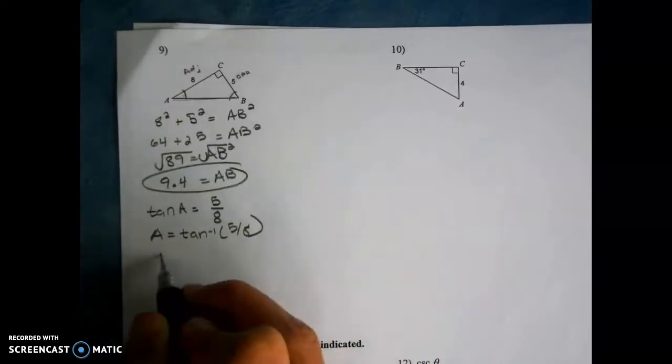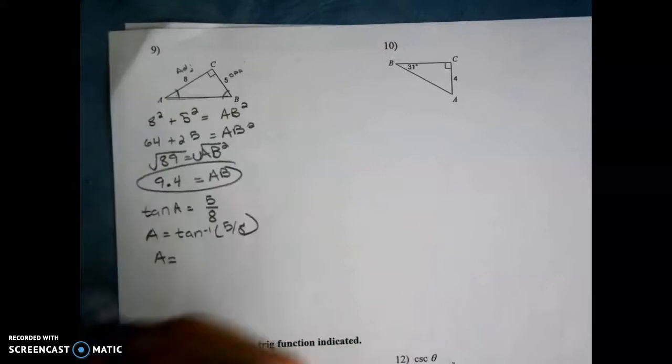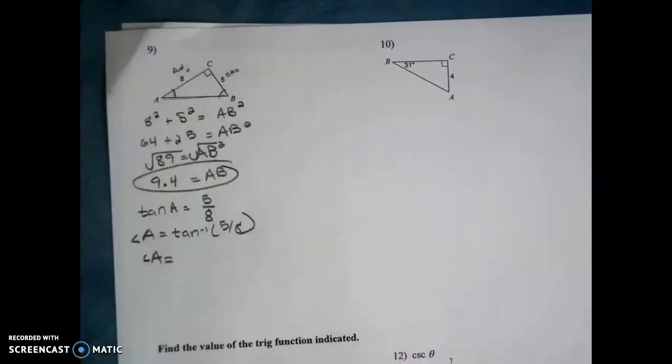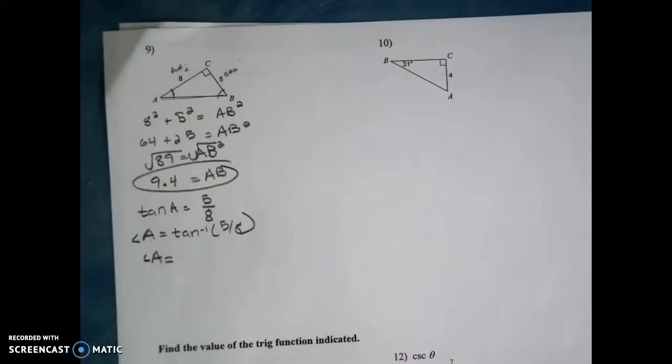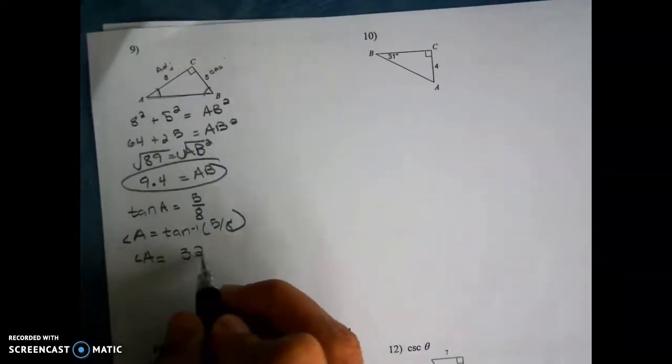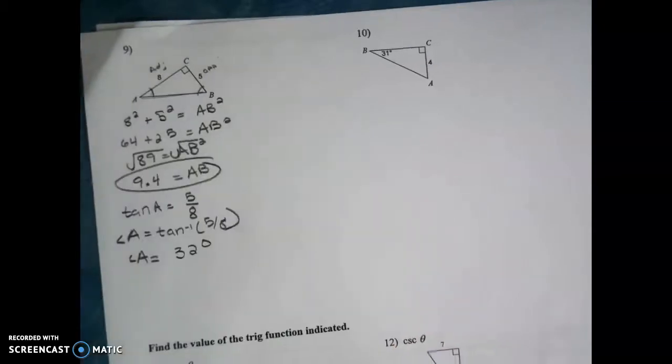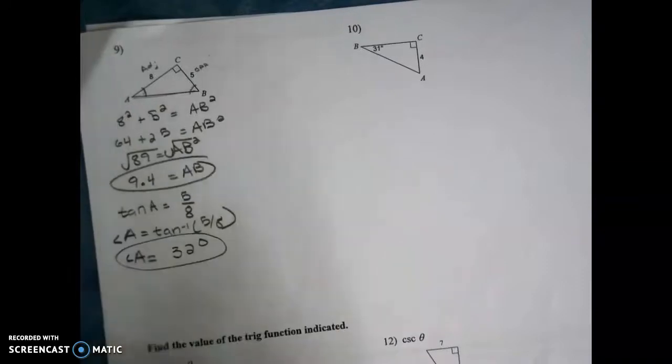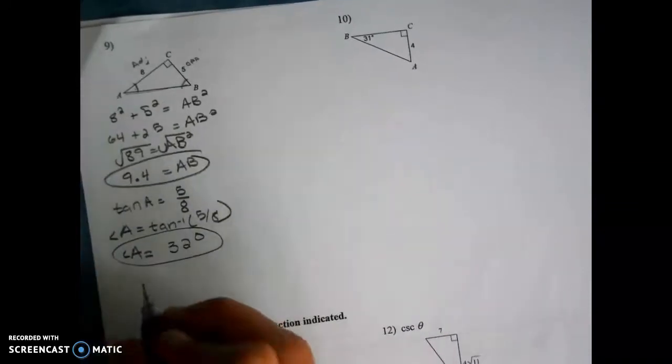Now I can plug that into my calculator. Angle A is equal to the inverse of tangent of 5 divided by 8. We get about 32 degrees for that one. Okay, so there's angle A. Angle B.